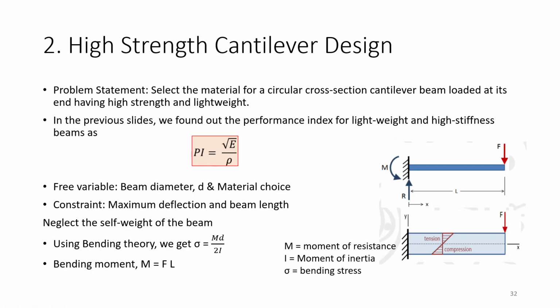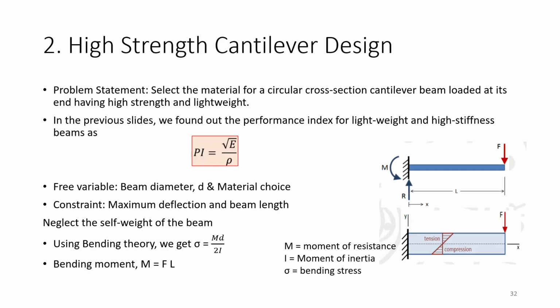Next is high strength cantilever design. In this case, you have to select material for a circular cross-section cantilever beam loaded at its end, having high strength and lightweight. In the previous slide, we found out the performance index for lightweight and high stiffness beams as performance index equal to root E upon rho. So free variables include beam diameter d and material choice. Constraints include maximum deflection and beam length.